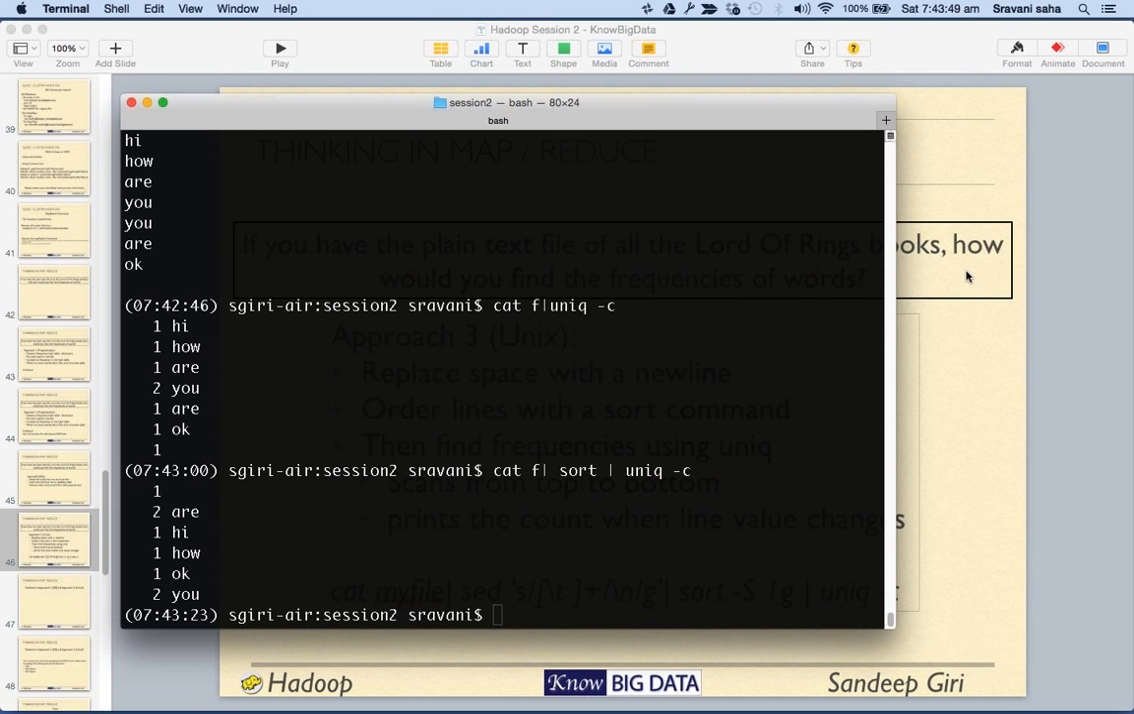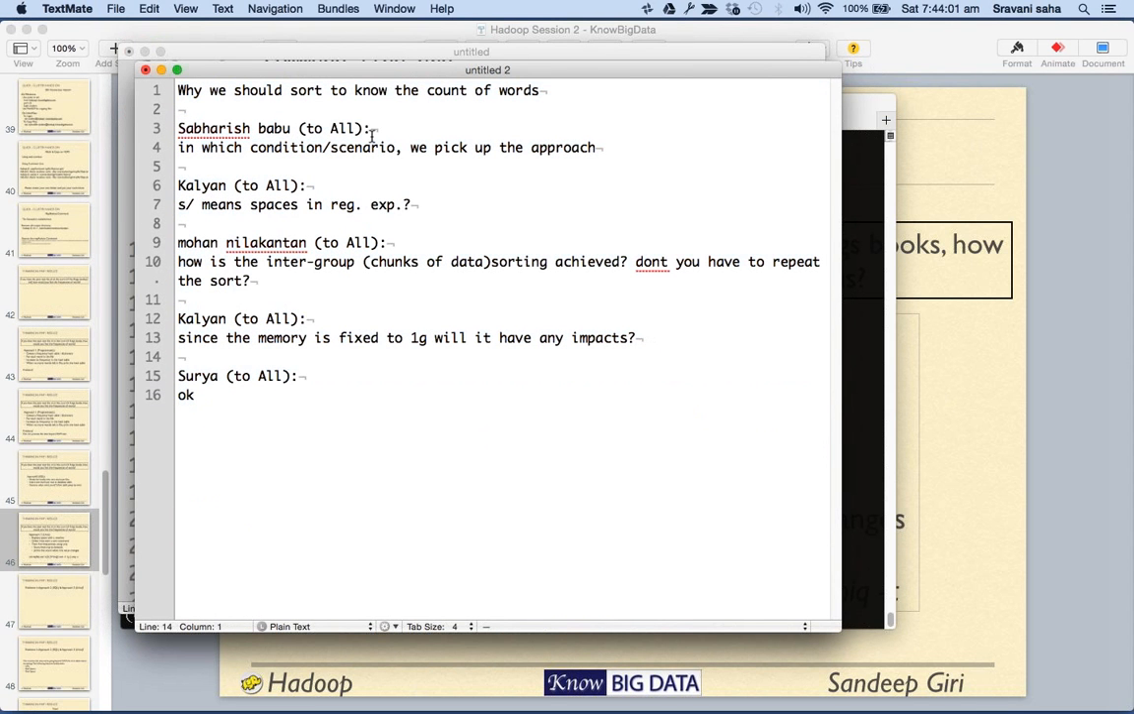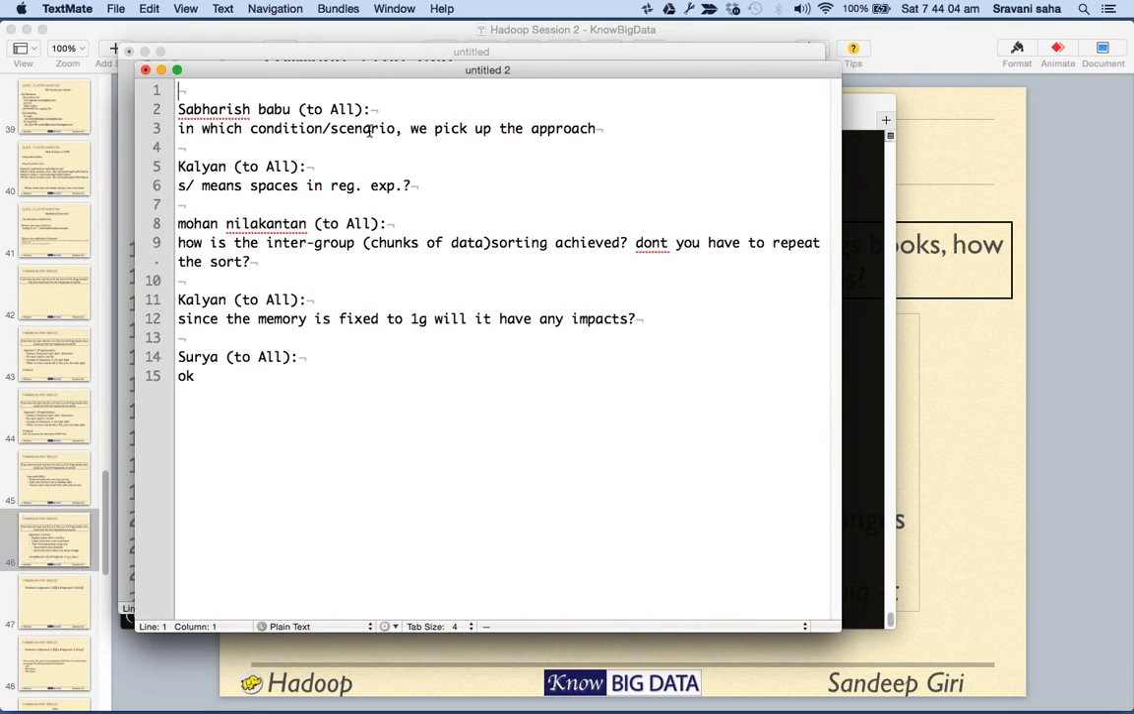All right. Let me also copy the questions. Okay, so these are your questions. This we have taken care of. And Sabrish says, in which condition do we pick up the approach out of the three? Sabrish's question is, out of the three, which approach do we pick up? So the confusion is between approach number two and approach number three. Approach number one is out because that suffers from the memory problems.